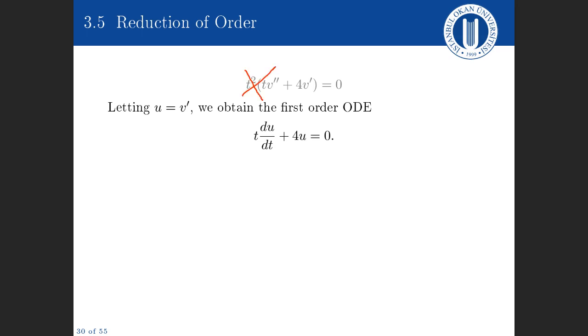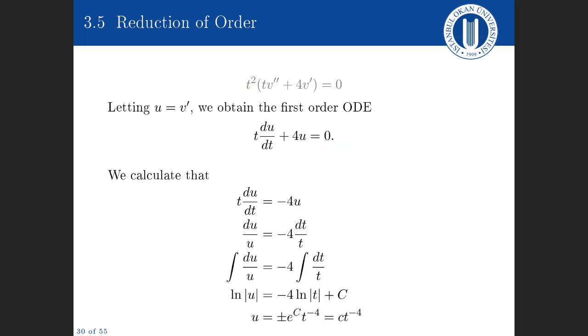And then we could do our substitution of u is equal to v prime. And we end up with the equation that we need to solve. t du dt plus 4u is equal to 0. Again, this is linear and this is separable. So you know how to solve this. Here's the calculation which solves it as a separable equation. I'll leave for you to check that there's no mistakes here, and you can check that the solution is u is equal to some constant c, t to the power minus 4.